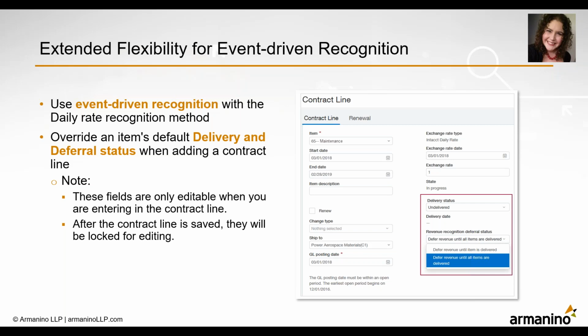If you change the delivery status from undelivered to delivered, the system will use the contract line start date as the delivery date. So that's the other call out there for you.